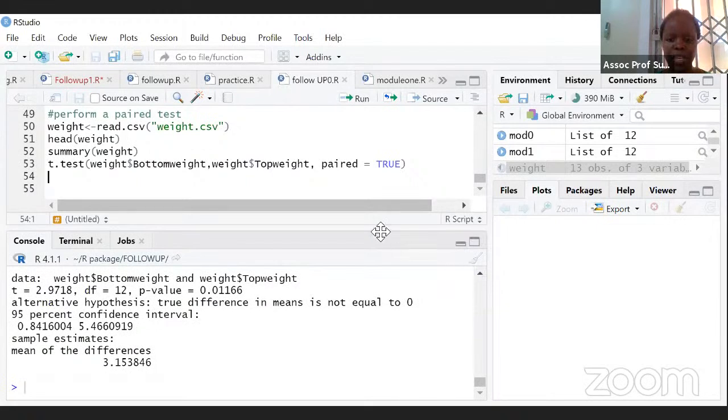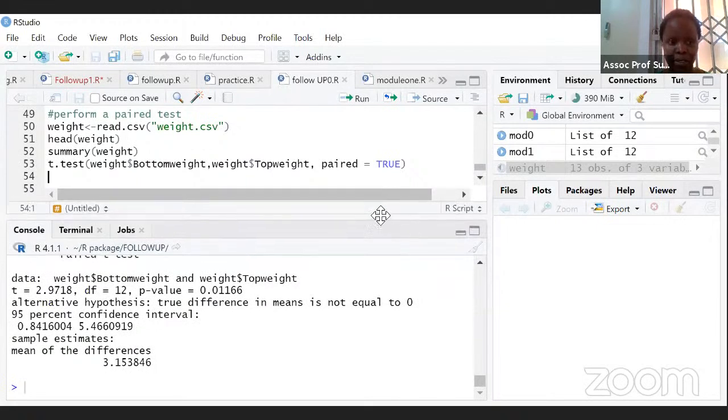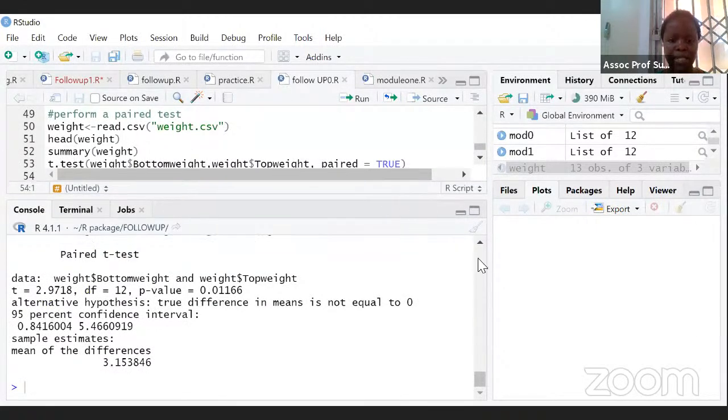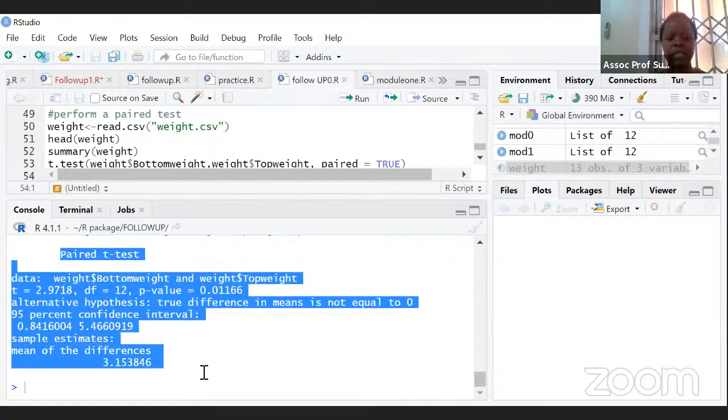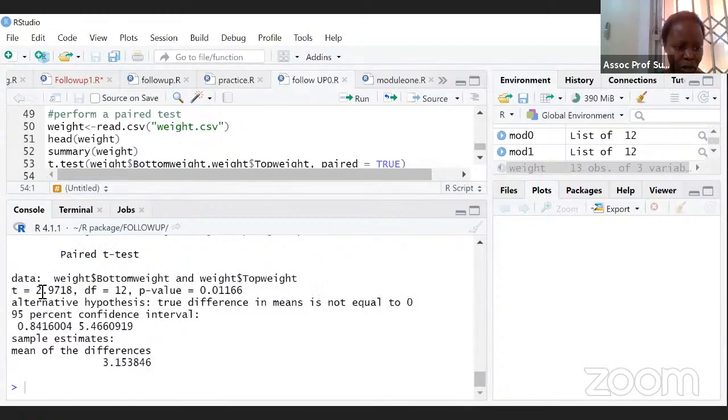Okay, so we have our results. Paired t-test. The results are in the bottom left corner. They are highlighted in blue. If you're colorblind, then I can remove the blue, but I don't think so. I believe that nobody is colorblind. Okay, so we receive a t-value. So I'm going to highlight the results. So now we can pick these results.